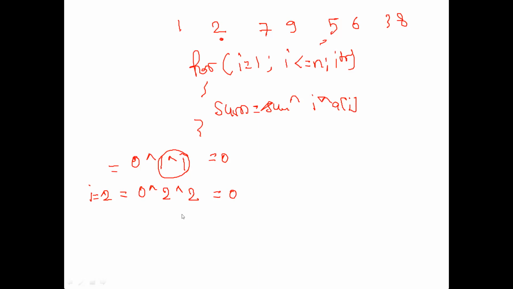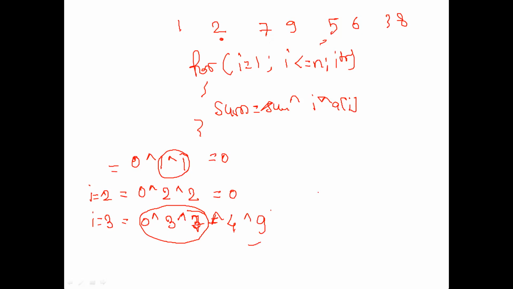Yes. So later i will be updated to 3. When i has been updated to 3, you will do 0 XOR 3 XOR 7, because A of 3 value is 7. Correct? So this will remain as it is. Now nothing is getting cancelled. Your sum is this. Later you'll update, and this is your previous sum. Your i value is 4. When i is 4, A of 4 is 9. Nothing cancelled now also. This became your sum.